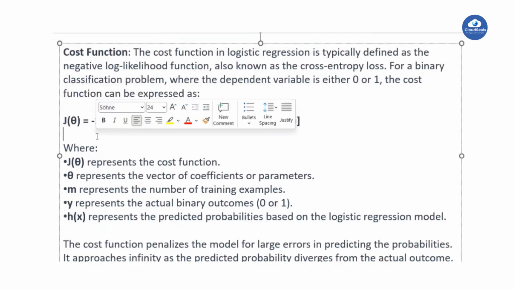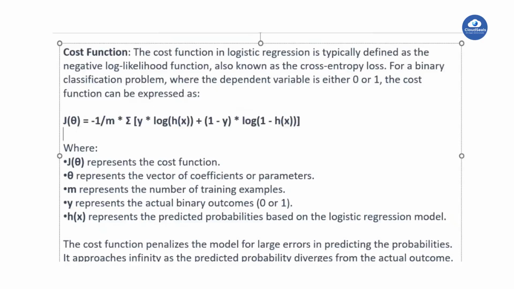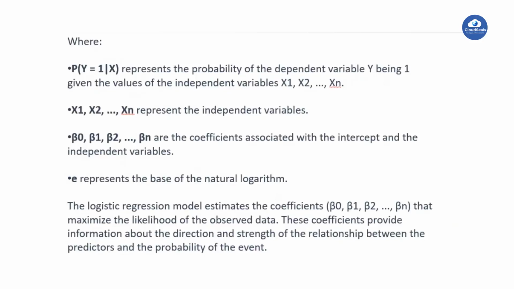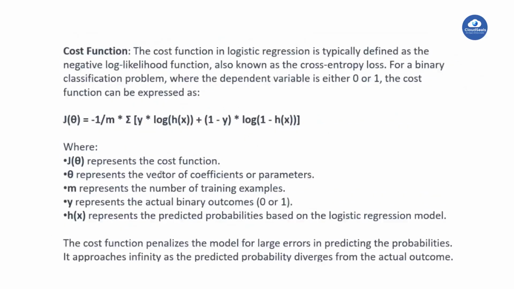By using this formula, we'll measure the logistic regression error metric. Here J(theta) is the cost function. Theta represents the coefficients. Whenever we want to predict y, we are using a linear regression equation before calculating the probabilities. Here also we use the linear regression equation before converting it into the sigmoid function. So we need to calculate the coefficients, and theta is the coefficient.